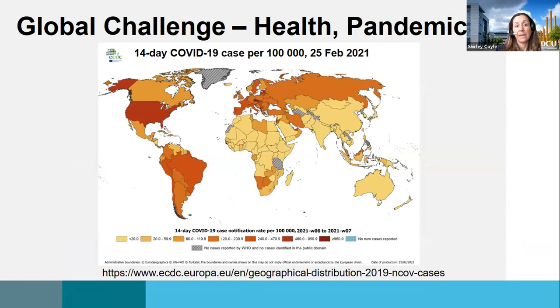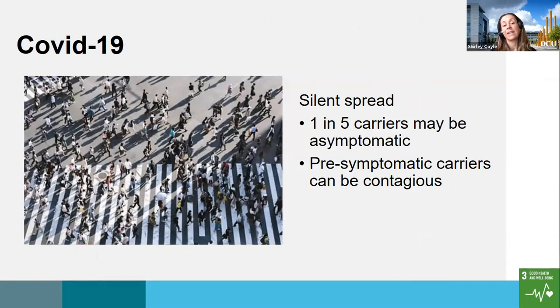And I think everyone would agree that the COVID pandemic is one of the biggest challenges for today. And you can see from this map that it's affecting every single part of the globe. And the big problem with COVID is that it spreads before people get symptoms, or if people are asymptomatic. And the reason for that, of course, is that we have all these restrictions.